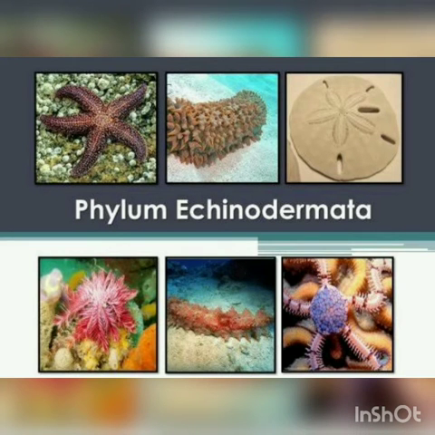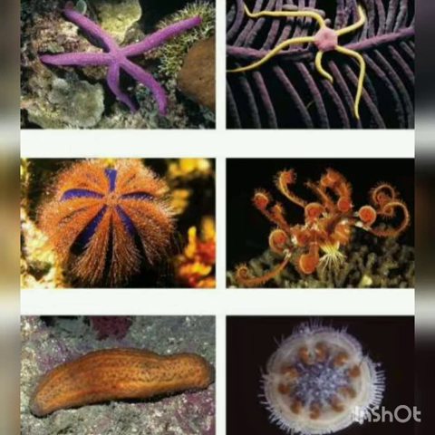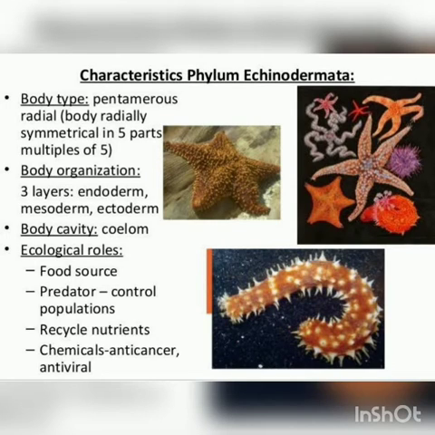Next one is phylum Echinodermata. Echinodermata means spiny skin, and they are marine animals. They have a water vascular system. They move with the help of tube feet or podia. The digestive system is complete. The excretory organs are absent, and the nervous and sensory organs are poorly developed. Circulatory system is open type.